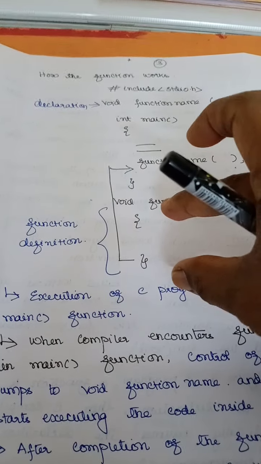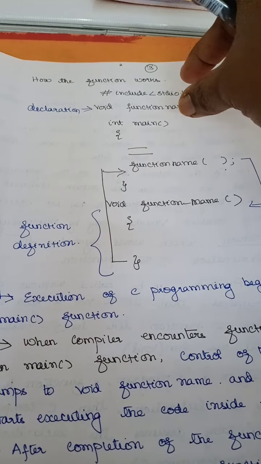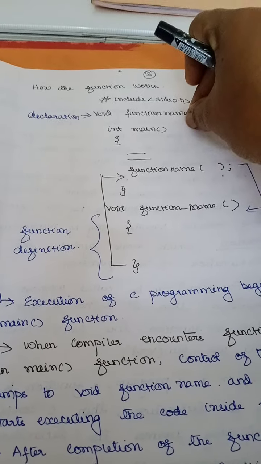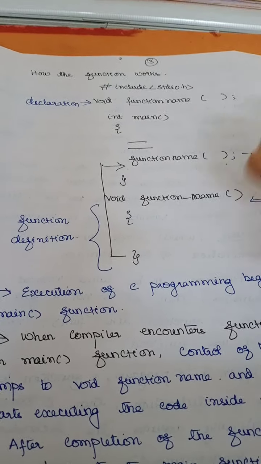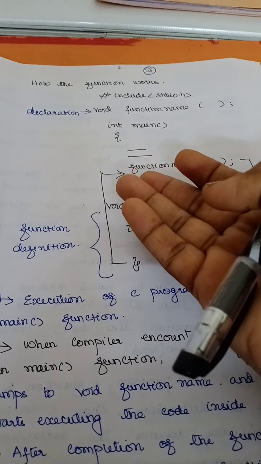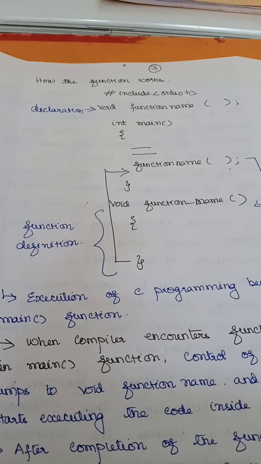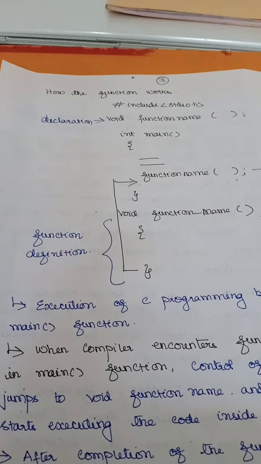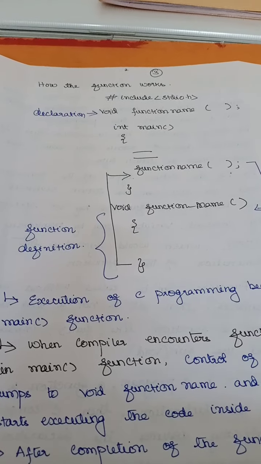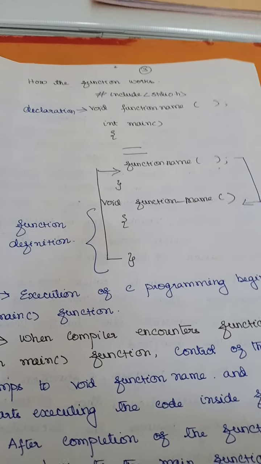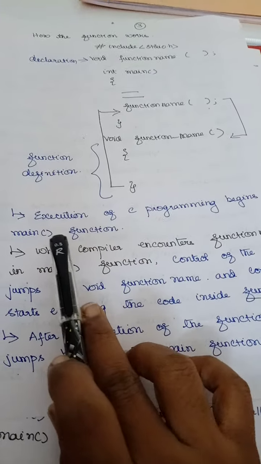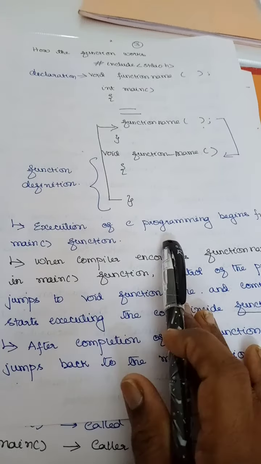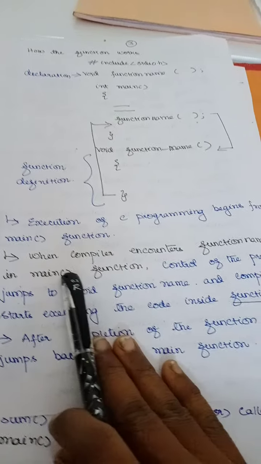Suppose you are having the function before the main, in that case a declaration is not necessary because we have already defined the function and then only you are using the function here. Is that clear? But it is always a better way to declare a function before using it. Is that clear? Right. So how will the control be transferred, or how will the function be executed?